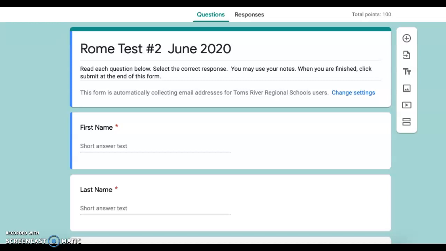Rome test number 2. Read each question below. Select the correct response. You may use your notes. When you are finished, click Submit at the end of this form.